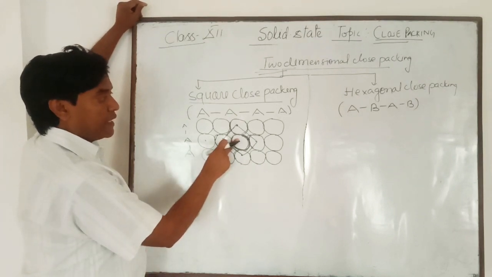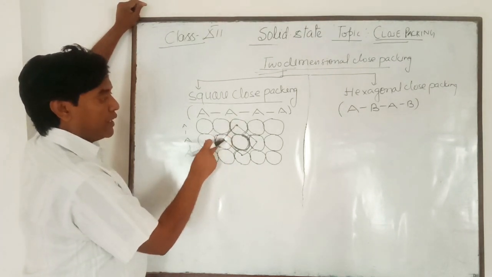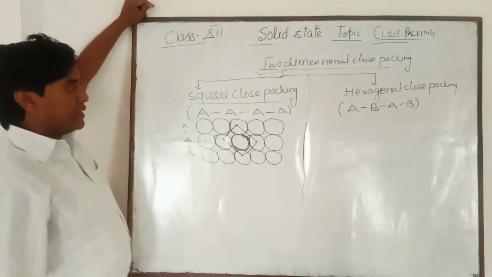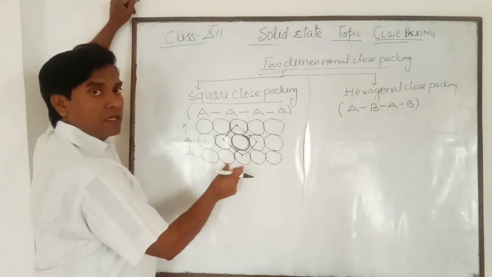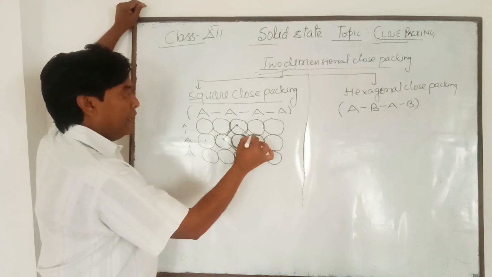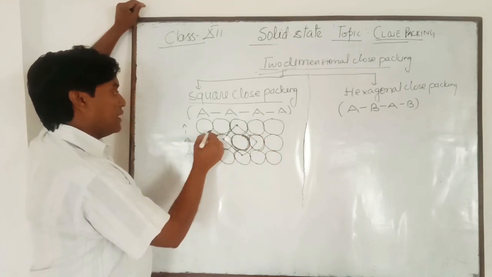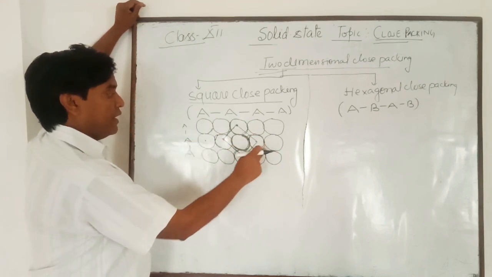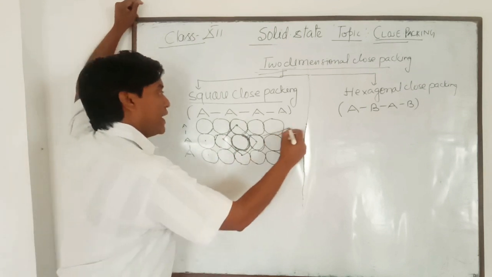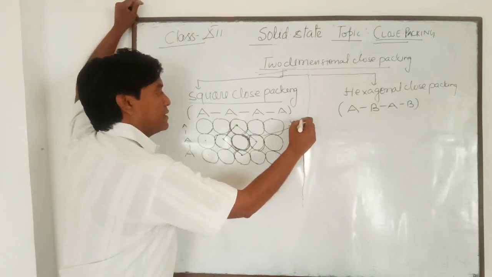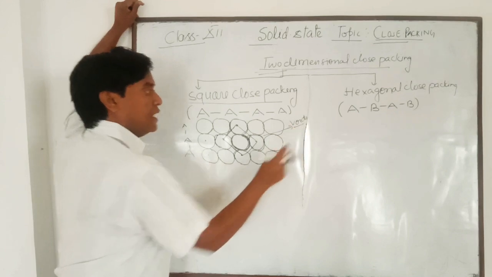How? This is a constituent particle, na? It touches four others in its coordination sphere. But one more thing is there. These are the constituent particles, and among them there is a certain vacant space. These vacant spaces are known as voids or interstitial sites.